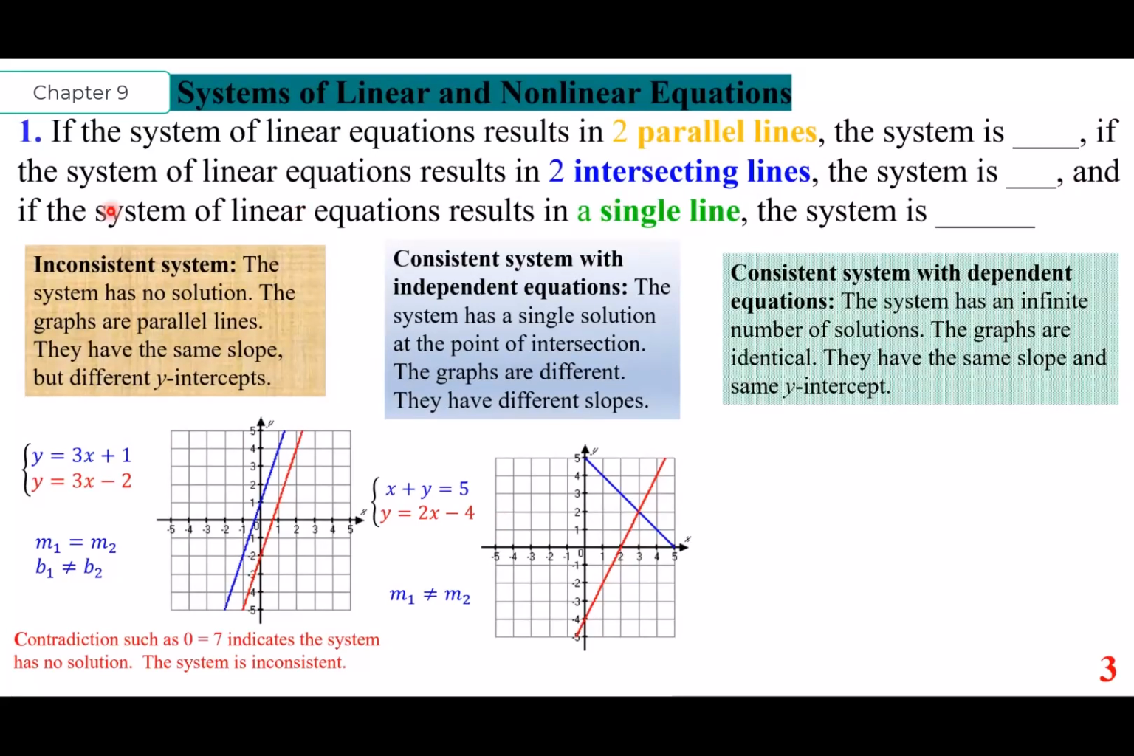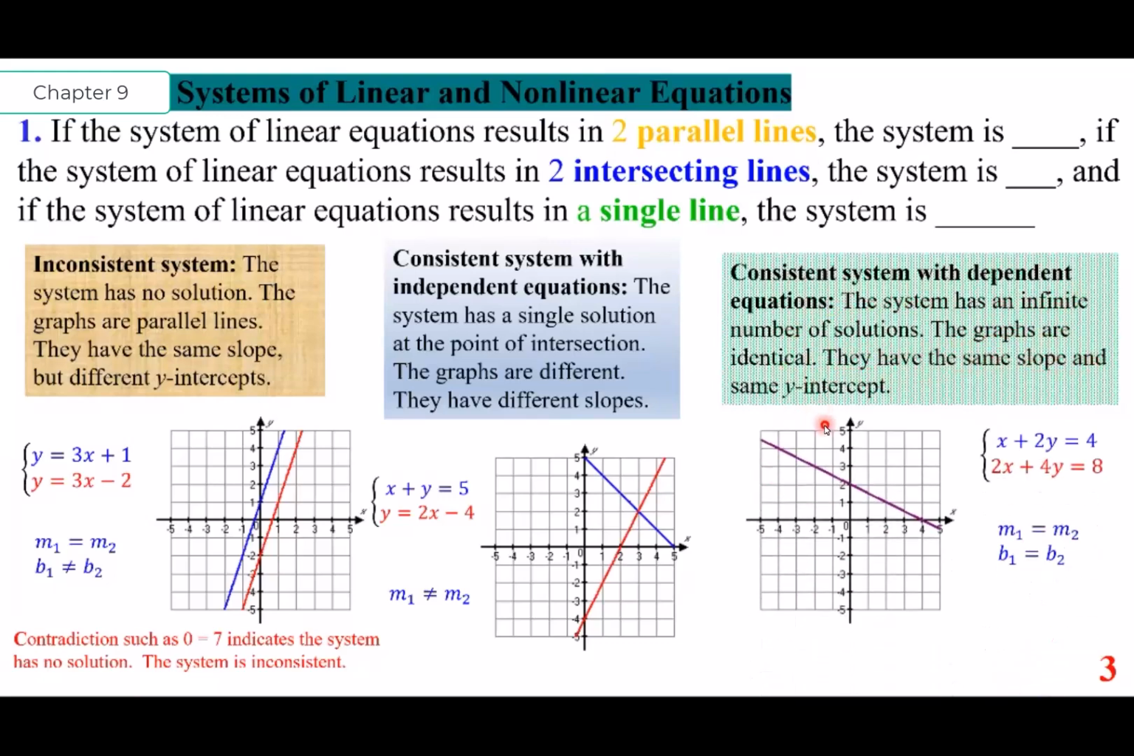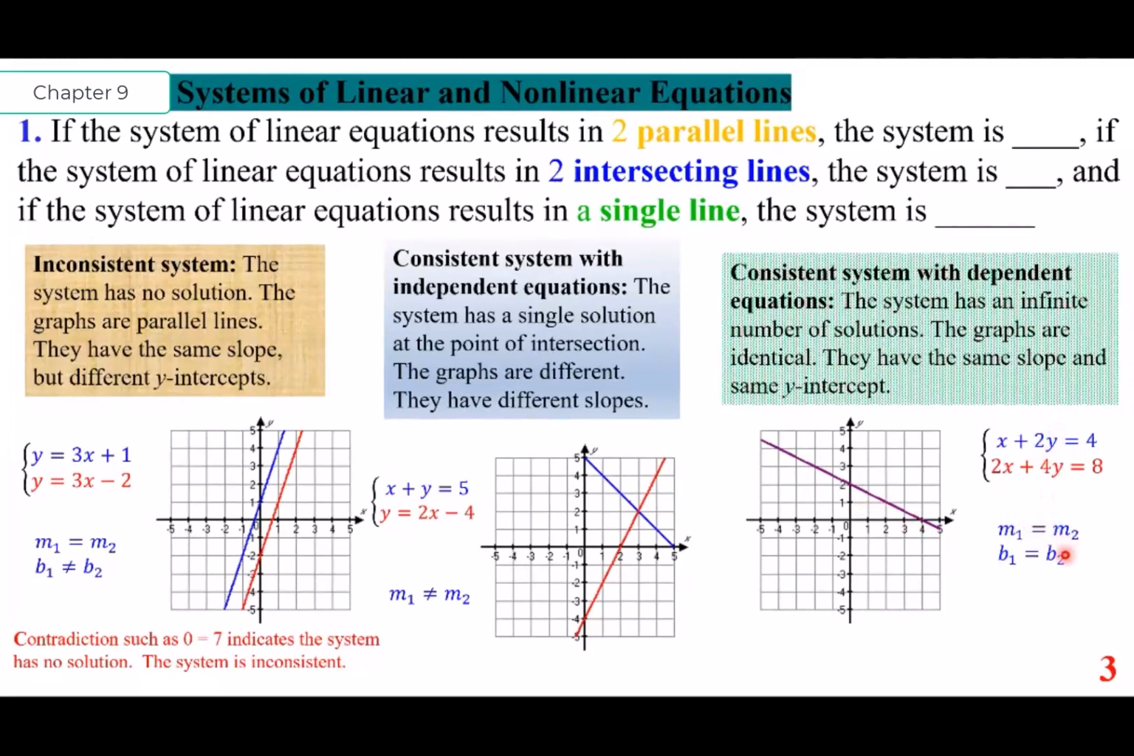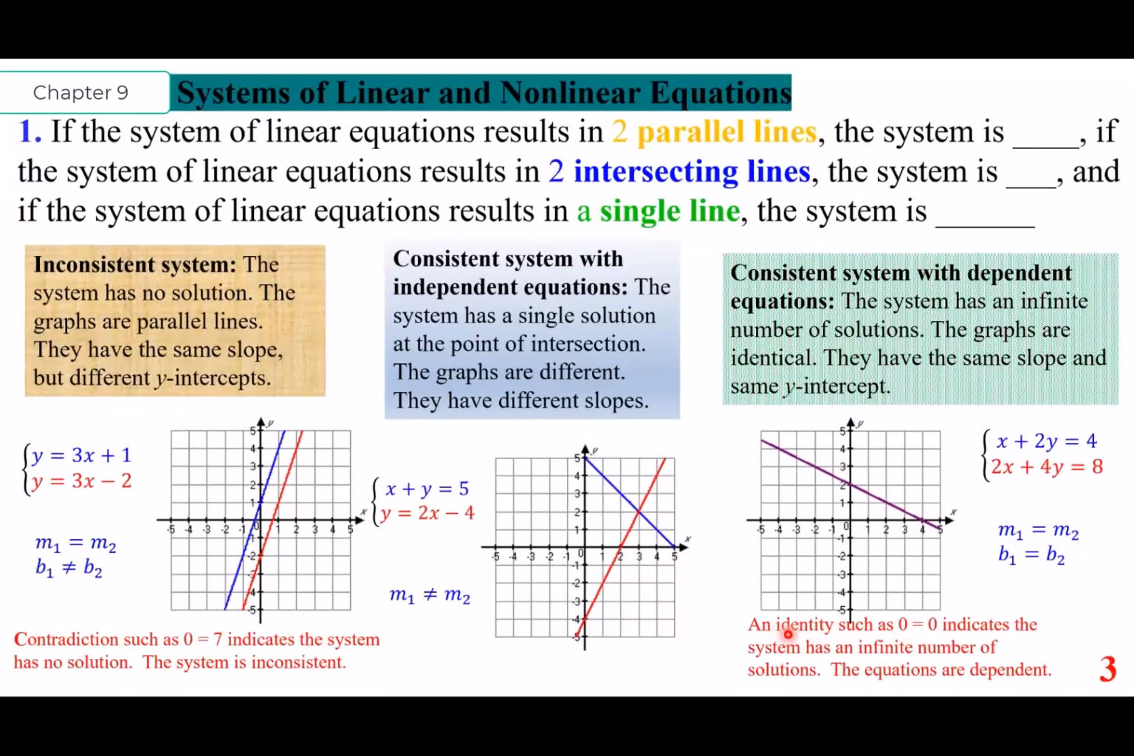In the third case, if the system of linear equations results in a single line, then the system is considered consistent with dependent equations. The system has an infinite number of solutions. The graphs are identical. They have the same slope and the same y-intercept. In other words, they're on top of each other. So if we solve the system, by the method of addition or substitution, we end up with an identity such as 0 equals 0 or 5 equals 5, and that represents an infinite number of solutions.